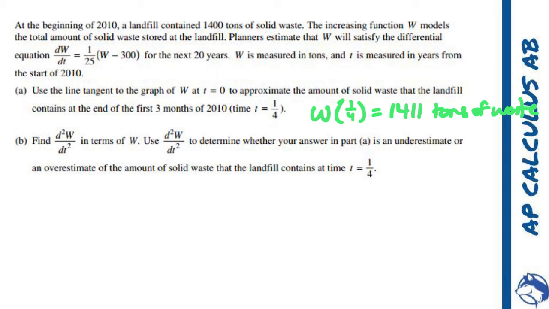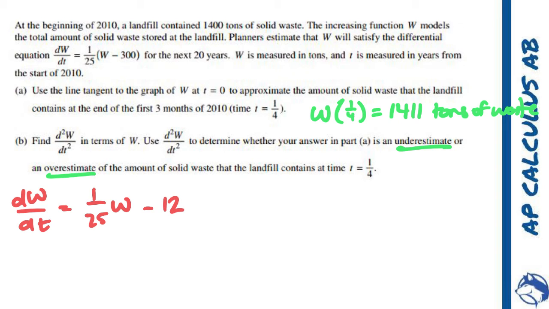I want to know if this is an underestimate or an overestimate of the amount. And in order to do that, I need to use the second derivative to figure out what the concavity is. So to take the derivative of dW/dt, I'm just going to rewrite it real quick. I'm going to do 1/25 times W minus 1/25 times 300. There's 4 of them, so it's got to be minus 12. 4 per 100, so times 3, minus 12.